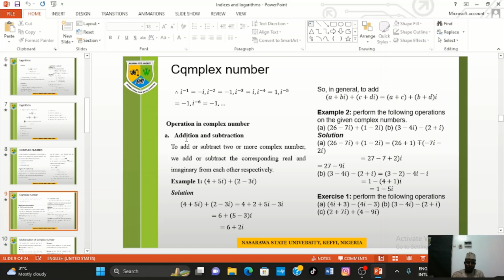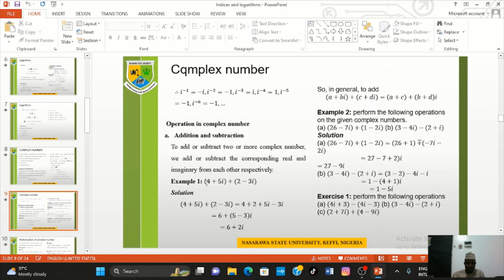Now, on these complex numbers, let's go through the operations on complex numbers. Addition and subtraction. To add or subtract two or more complex numbers, we add or subtract the corresponding real and imaginary parts of each of the complex numbers given.